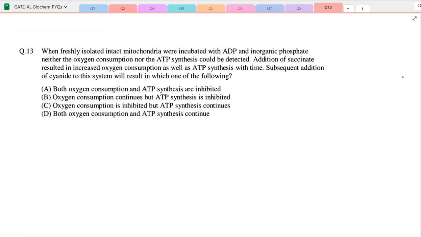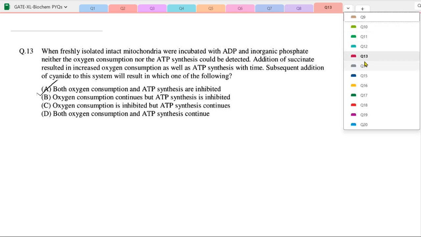When freshly isolated intact mitochondria were incubated with ADP and inorganic phosphate, neither oxygen consumption nor ATP synthesis could be detected. Addition of succinate resulted in increased oxygen consumption as well as ATP synthesis with time. So subsequent addition of cyanide to the system will result in which one of the following? The correct answer here is option A. When you add cyanide, both oxygen consumption and ATP synthesis are inhibited, which completely blocks mitochondrial respiration and even ATP synthesis. So the correct answer here is option A.